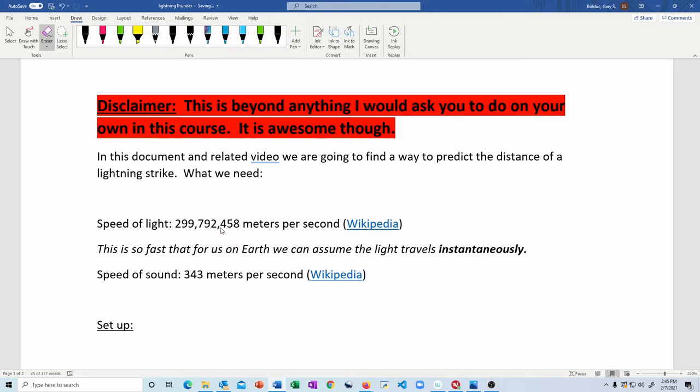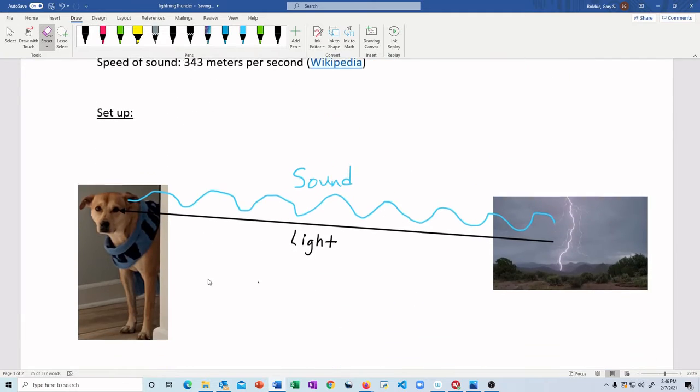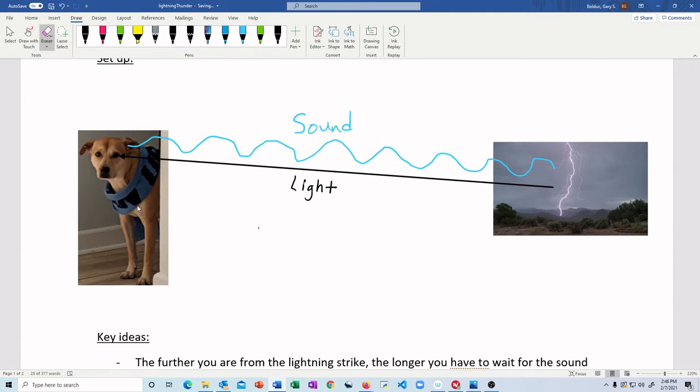All right, and so that actually is just the key to this. When we want to figure out the distance from you to the lightning strike, we are basically just focusing on how long it takes for the sound to get to us. And we're going to use this idea of speed to figure it out. So here's the setup. So here you are. This is you right here. And then a lightning strike happens.